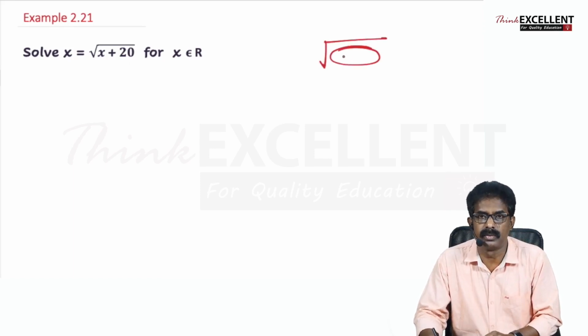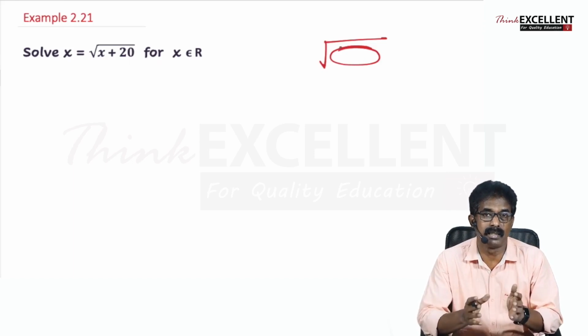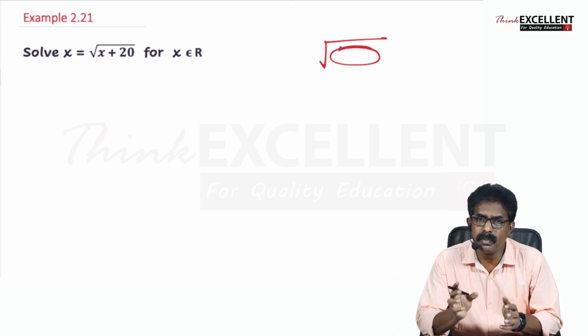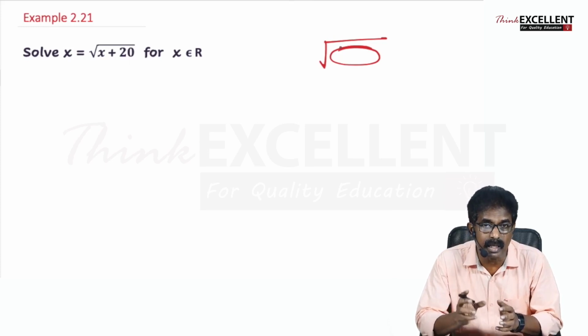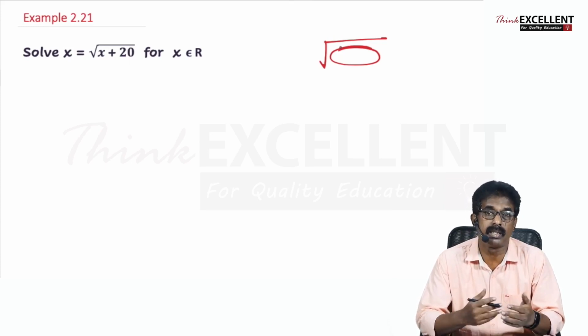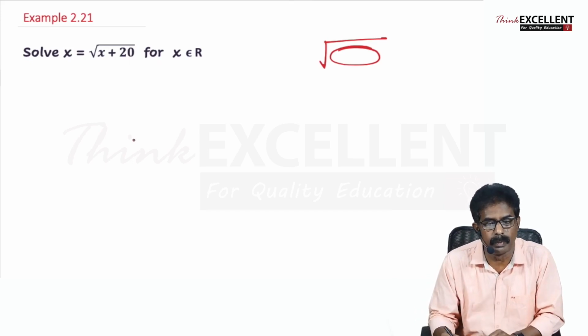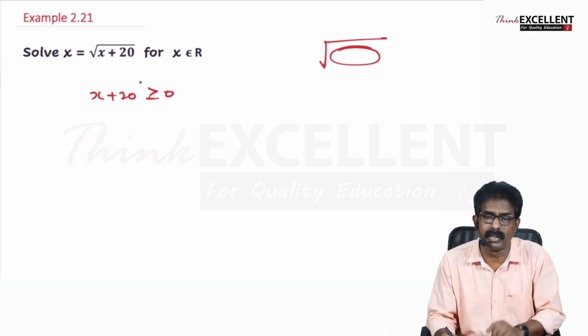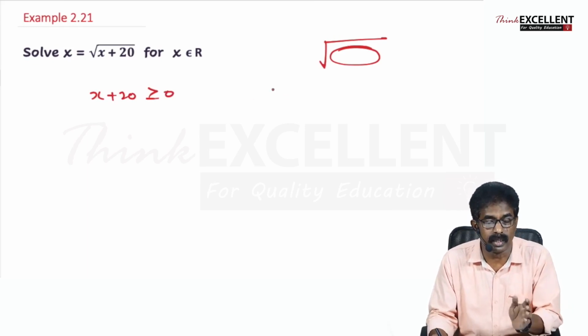For the root of something to exist, or to get a real value, the term inside the root must be greater than or equal to 0. It can be 0 or more than 0. That you remember. That means here x plus 20 is greater than or equal to 0. So x plus 20 greater than or equal to 0, minus 20, x greater than or equal to minus 20.